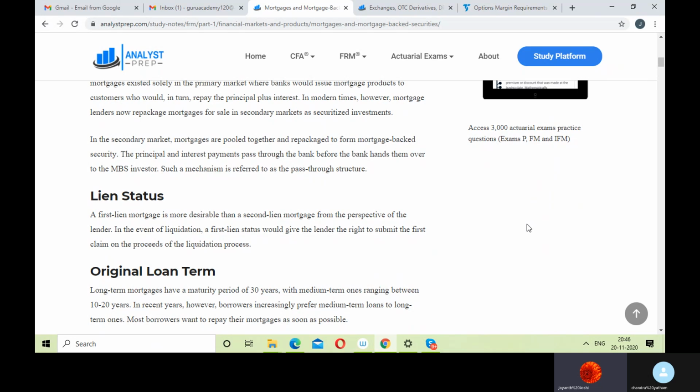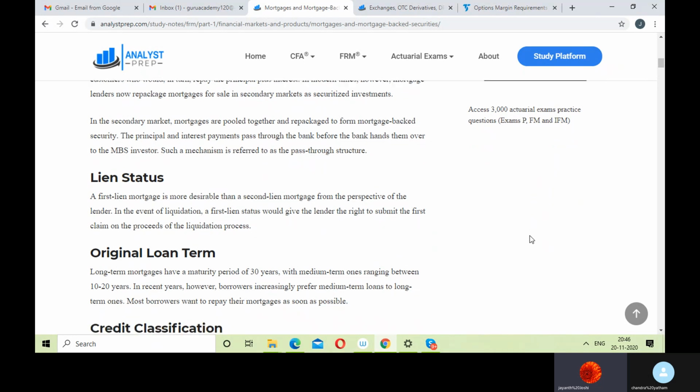The principal and interest payments pass through the bank before the bank hands them over to the mortgage backed security investor. So whoever has taken loans from the bank has to pay the interest and principal, that is EMI. In today's world it is like EMI. Now the bank, which is liable to pay the mortgage backed security investor, will pay them interest, and also needs to repay the money the bank has taken from them, which is principal plus interest. Such a mechanism is referred to as the pass through structure.